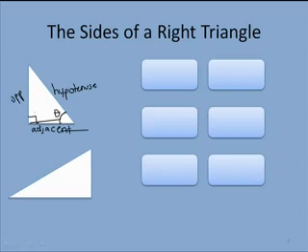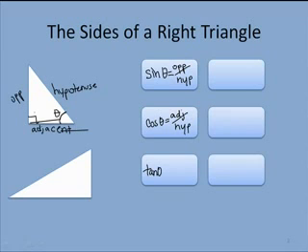And our trig functions, in terms of those three sides, we have sine of theta equals opposite over hypotenuse. Cosine of theta equals adjacent over hypotenuse. And tangent of theta equals opposite over adjacent. Okay, so those three are the most fundamental trig functions.